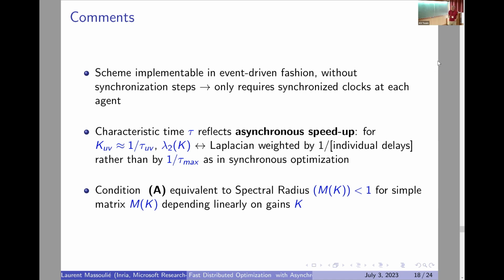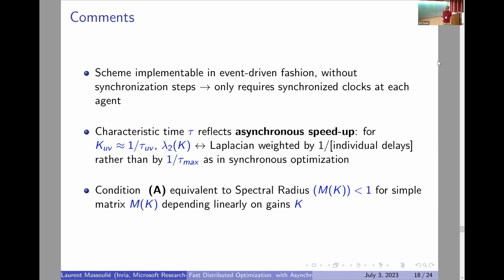Okay, so like the previous asynchronous scheme, it's implementable in a fully asynchronous mode. It also requires synchronized clocks because of the times at which the updates are logically made when there is communication. So in the logic I described, we want to wait exactly tau sub UV. And so they need clocks that are synchronized, but that's not a big deal.